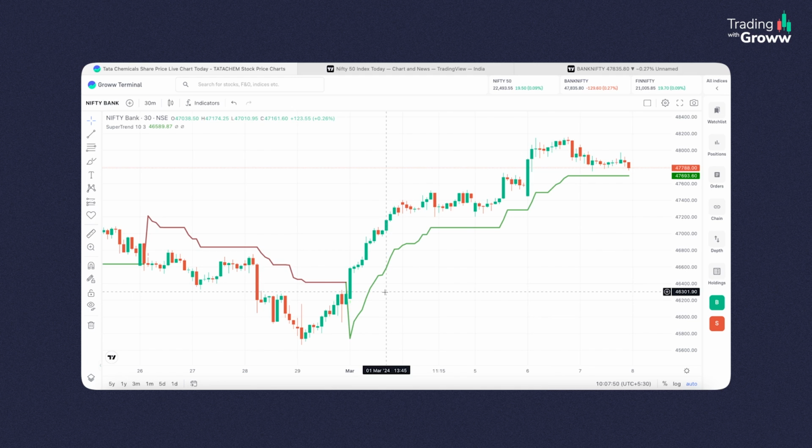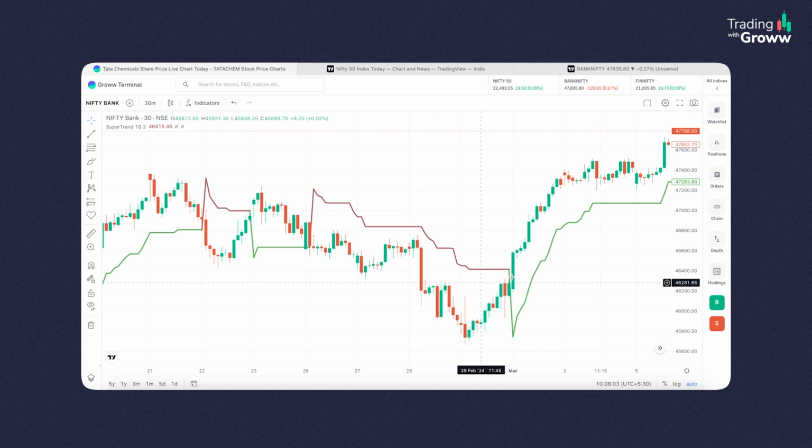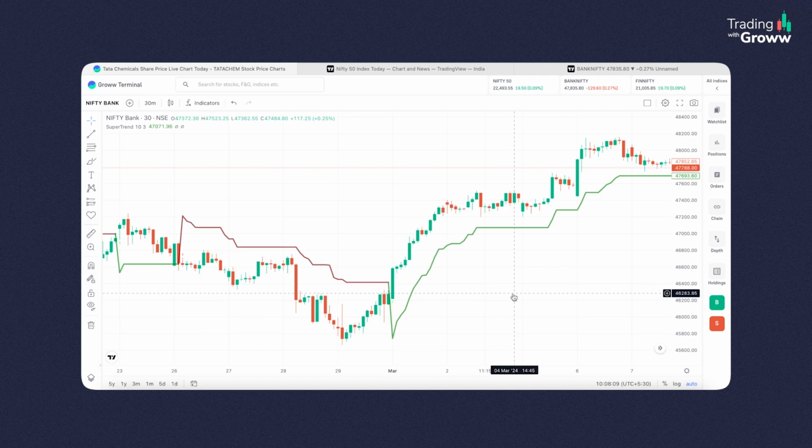So this is one of the best trend identifier indicators, where you can ride the trend and also trail the overall profits much easier. All you have to do is check these green bars and red bars. Whenever the green signal comes, it means that the buy signal is initiated. You just go long.